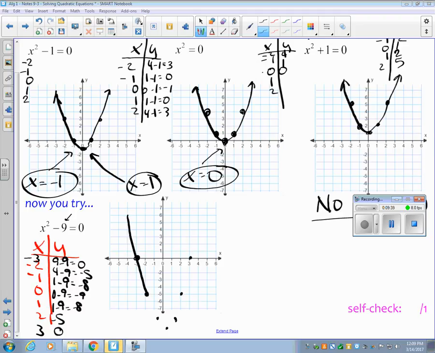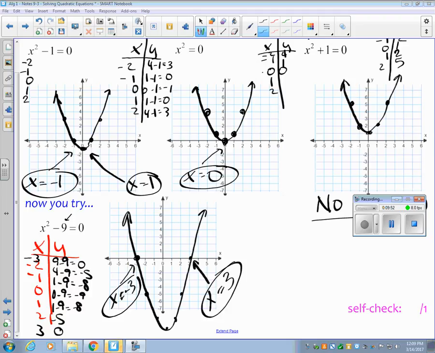So I definitely needed those 3's. X equals -3 and x equals 3 are the answers to this problem.